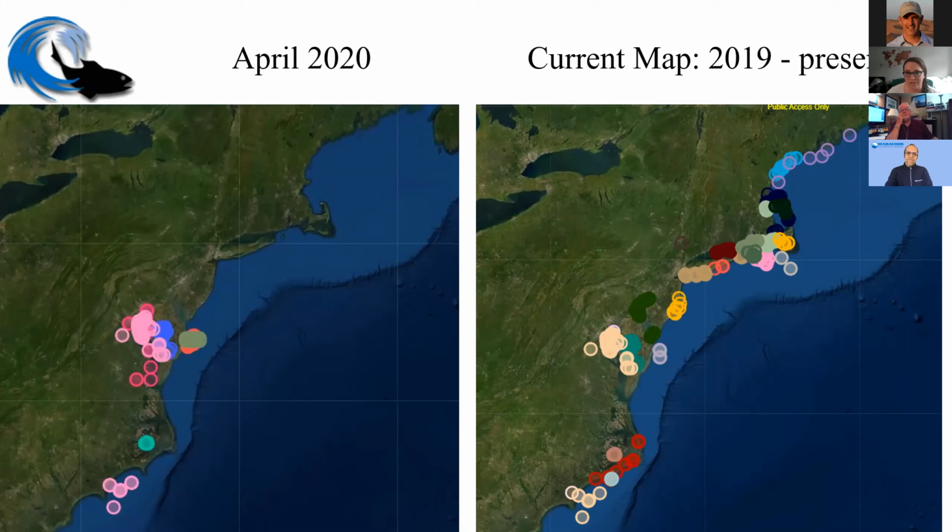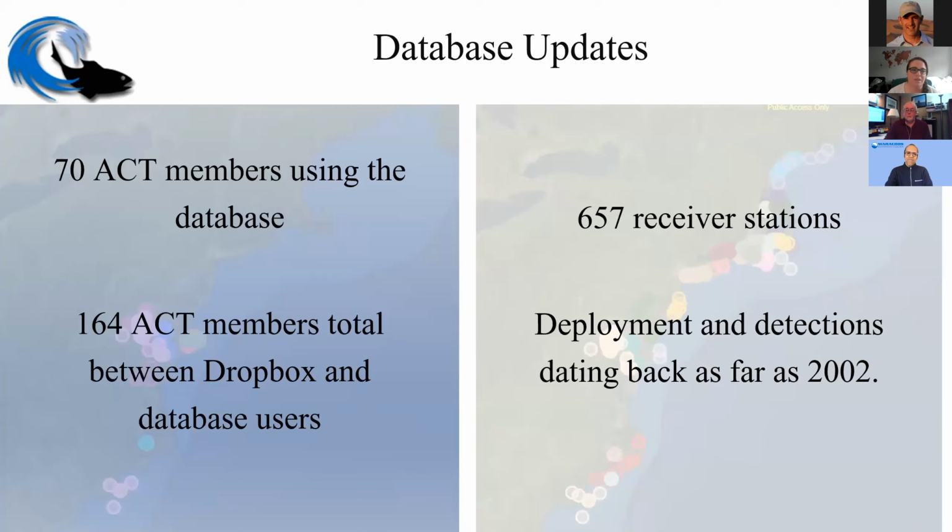Currently, there are 70 ACT network members using the database, and a total of 164 or so members in the ACT network total. So there's still a few of you out there that haven't started uploading to the database yet or are still working on it. We have 657 receiver stations. That's those dots you can see in the background on the map. And that's lifetime worth, some dating back to 2002 up until present day.